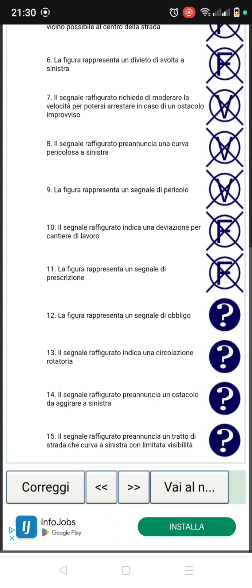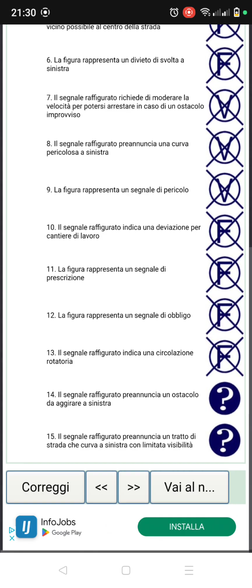No, it's false. Number 12. La figura rappresenta il segnale di obbligo. No, it's false. It said this signal is an obligation signal. No, this one is segnale di pericolo. Number 13. Il segnale raffigurato indica una circolazione rotatoria. No, it's false. It said this signal is indicating a circulation of roundabout, rotatoria.